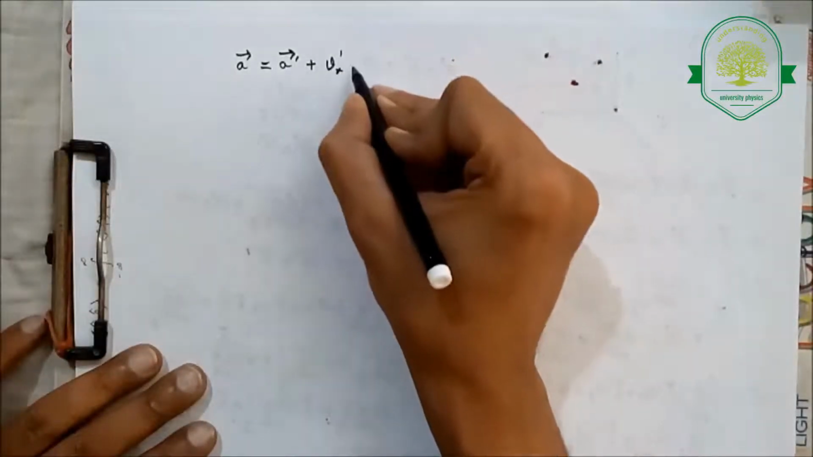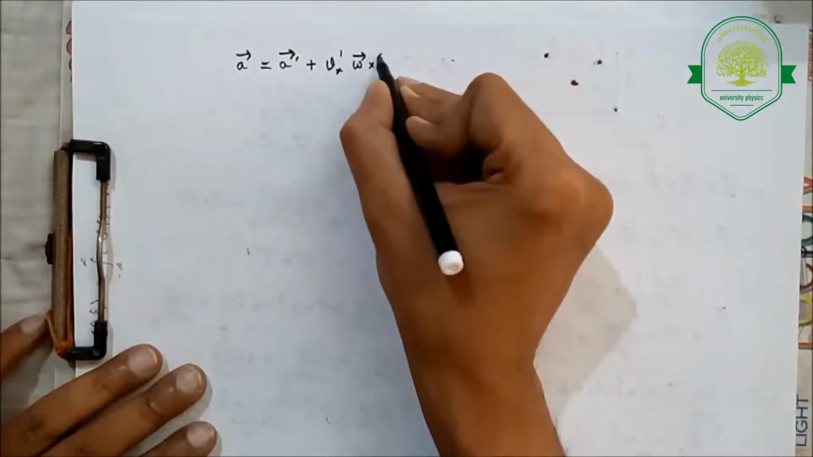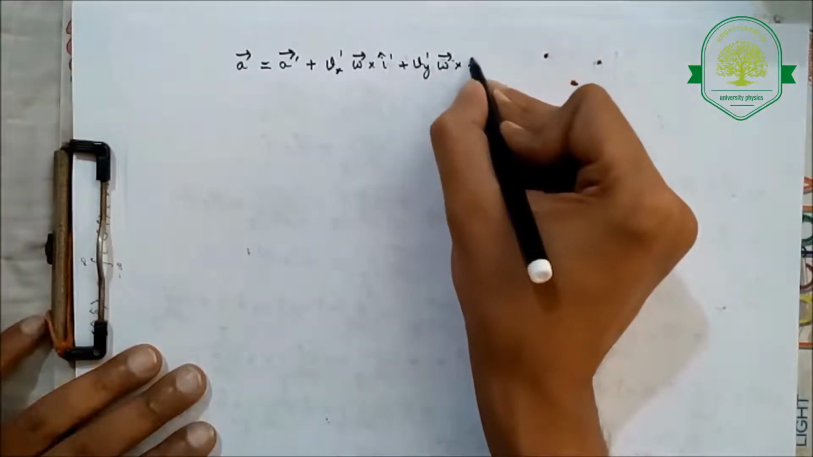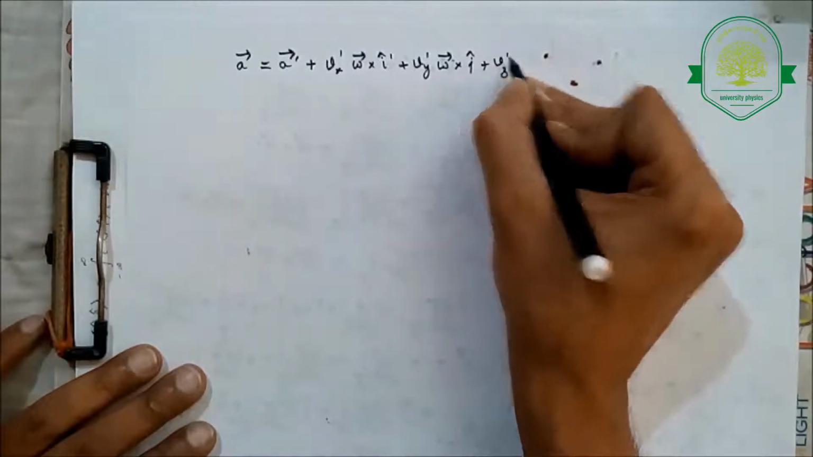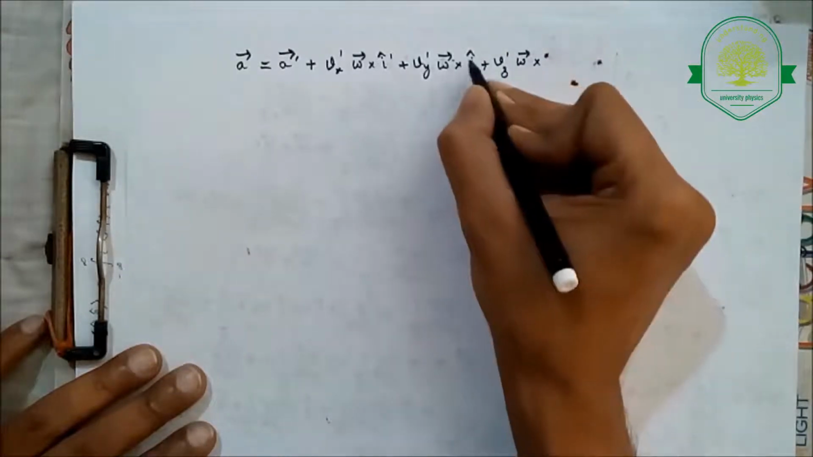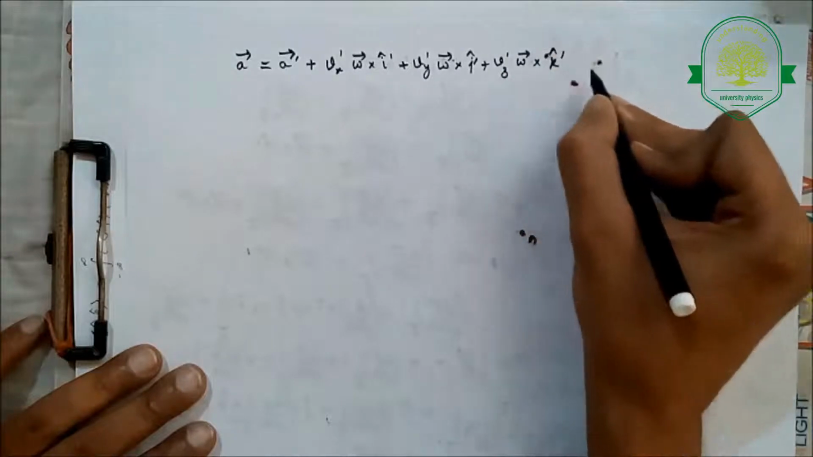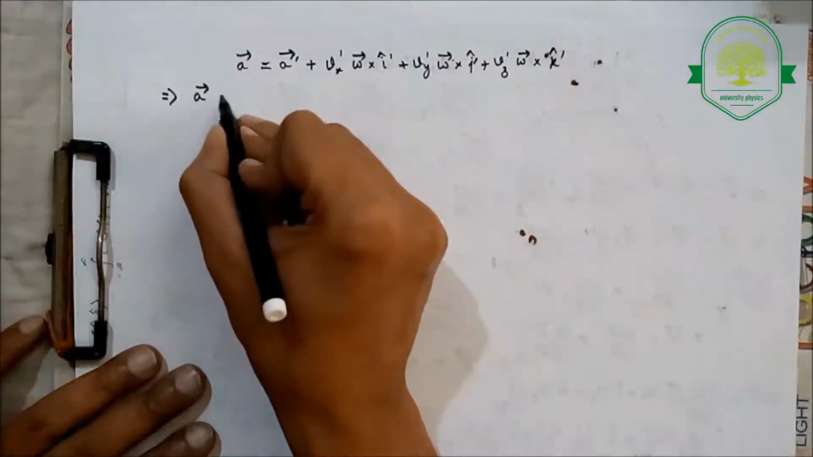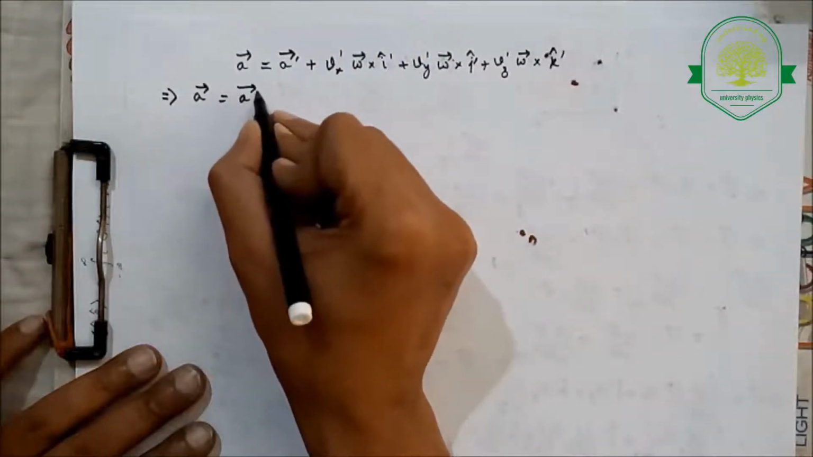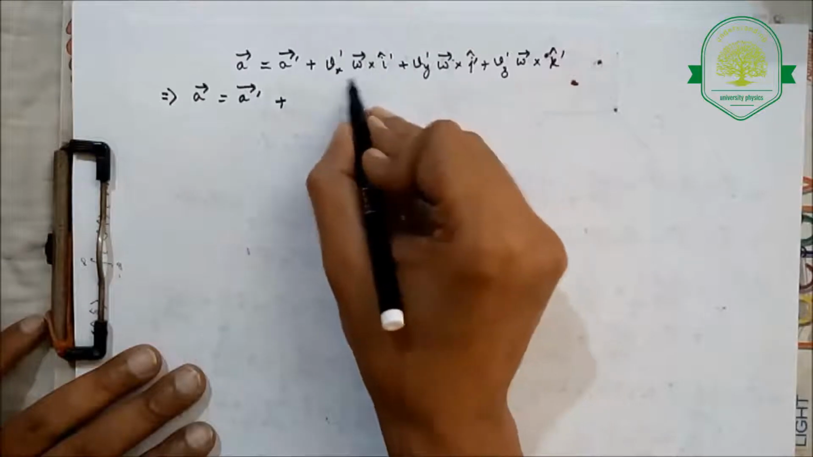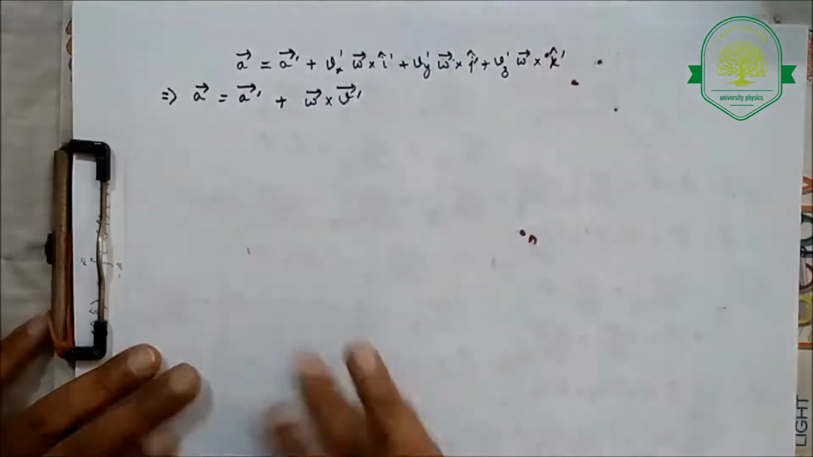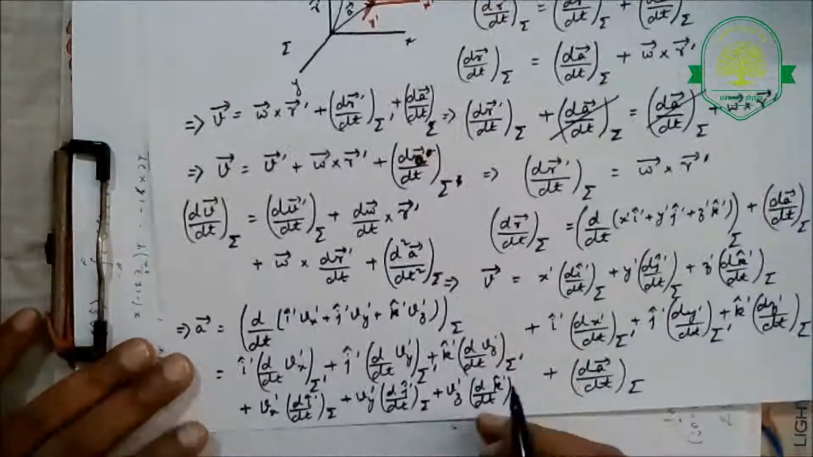So let me write those down. Vx primed times omega cross i cap primed plus Vy primed, omega cross j cap primed plus Vz primed, omega cross k cap primed. There are yet more terms. I'm just avoiding writing them for the moment. So this is just a vector equal to a primed vector plus, this is obviously omega cross v primed vector. And let me now write out the remaining terms.